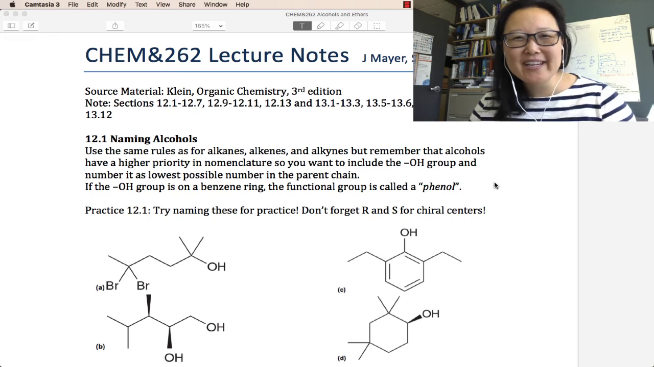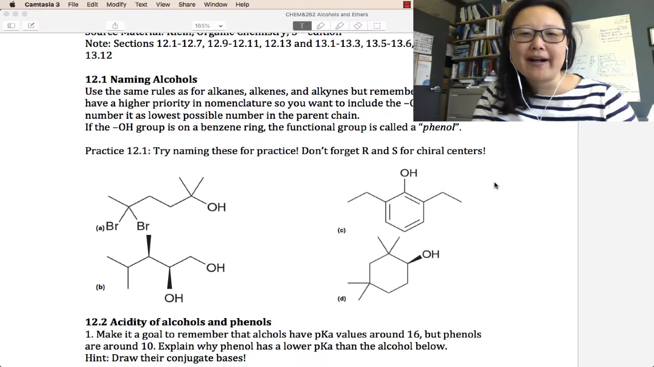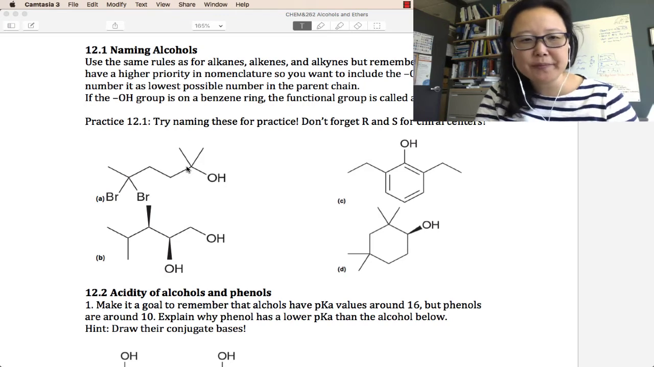Hi everyone, this is our unit on alcohols and ethers. Let's start with naming alcohols. So by now you know alcohols are molecules containing the hydroxyl group, OH.